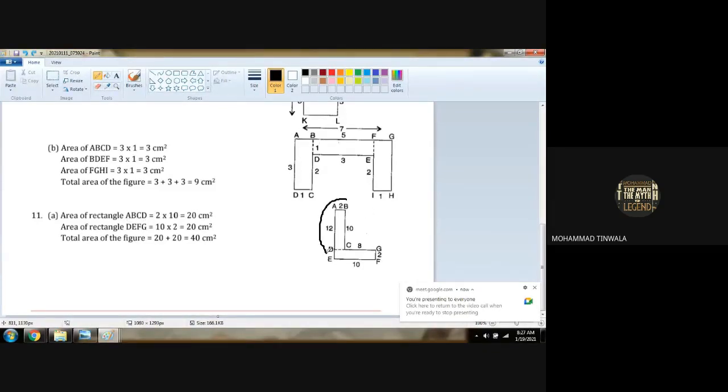Chalo. Area of rectangle ABCD. ABCD means this one. The distance will be 2, which is given here. This distance, 2 centimeter, multiplied by 10 centimeter as a breadth.